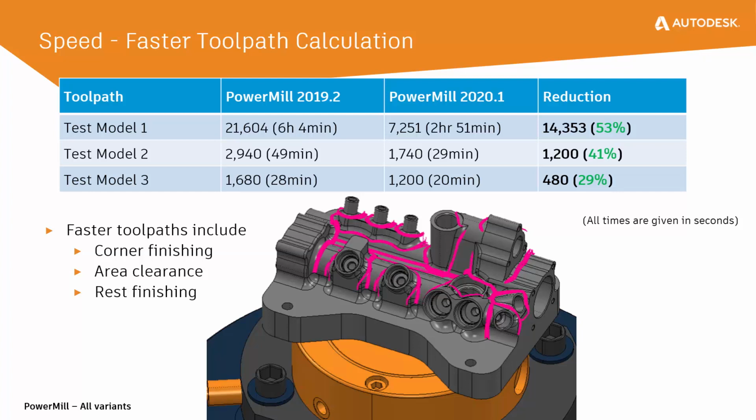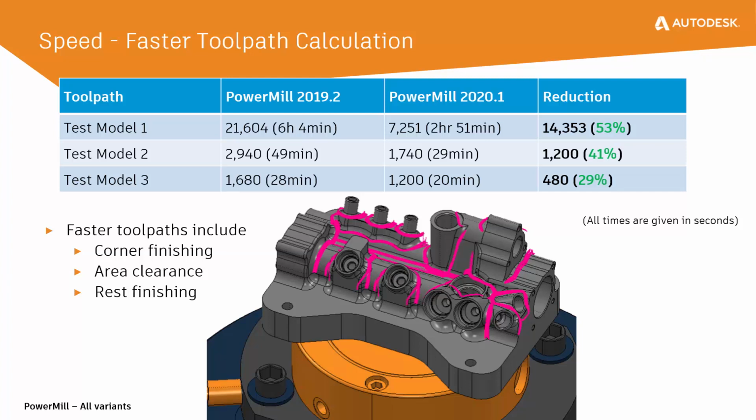Now, continuing on the subject of speed improvements, and continuing the work that we started with the 2020.0 release, where we saw significant calculation speed ups for many different toolpath types, in Powermill 2020.1, we have continued to improve the performance of a number of toolpath strategies. So that includes corner finishing, area clearance, rest finishing. This particular slide shows the times taken to calculate a corner finishing toolpath on 3 different customer supplied parts. So here we're comparing the performance of Powermill 2019.2 with the performance of Powermill 2020.1. And we can see significant performance gains there.